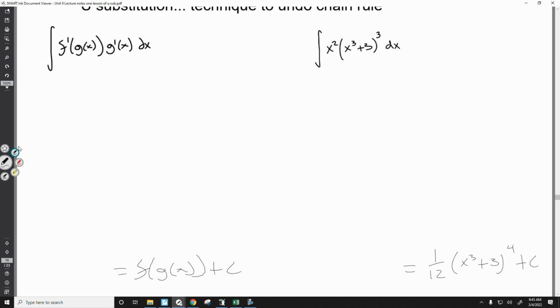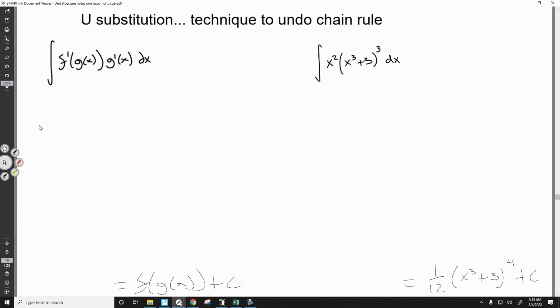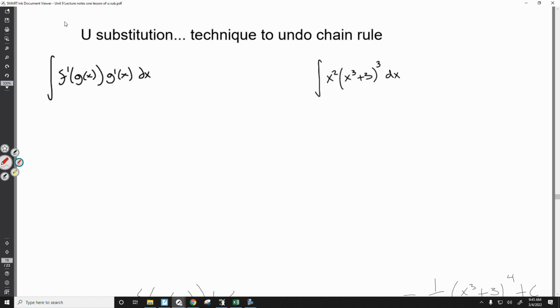All right, and here's the step-by-step approach. It's called U-Substitution. Mathematicians like to use U when substituting. Why? I don't know. They just choose U, okay?